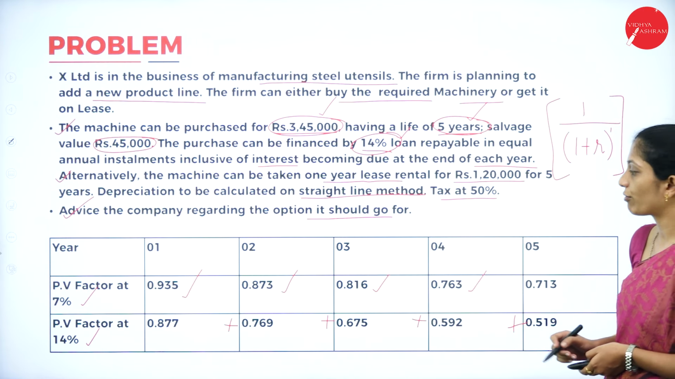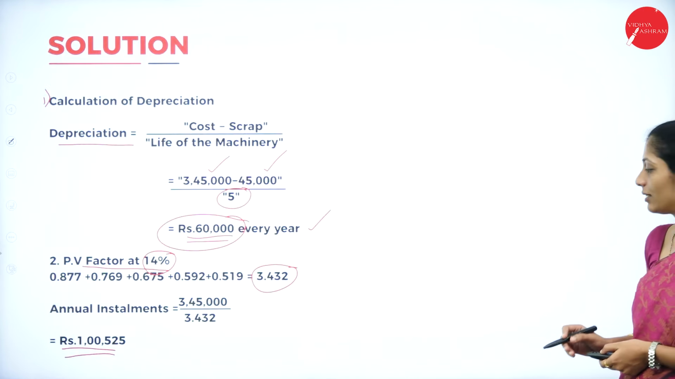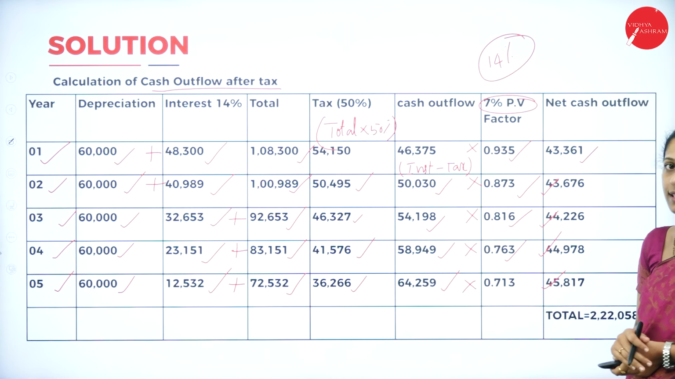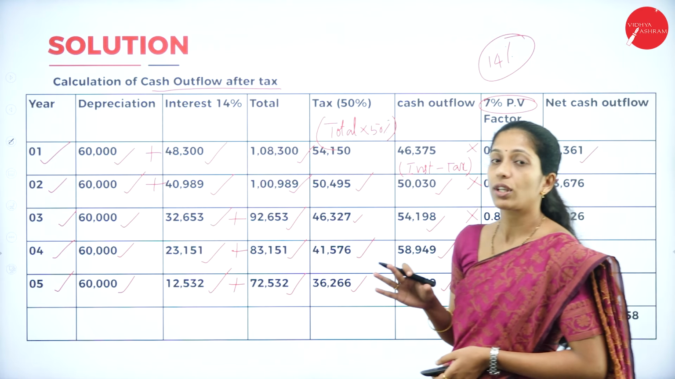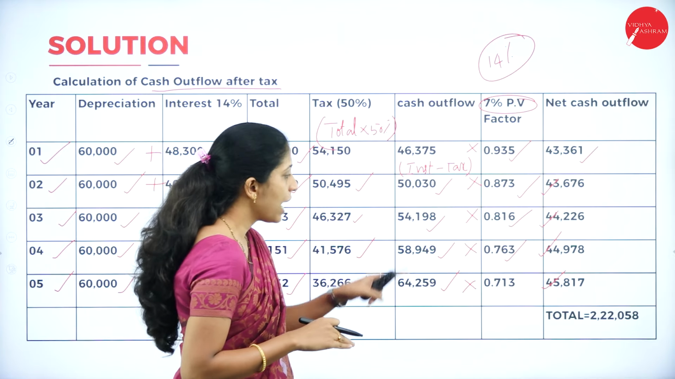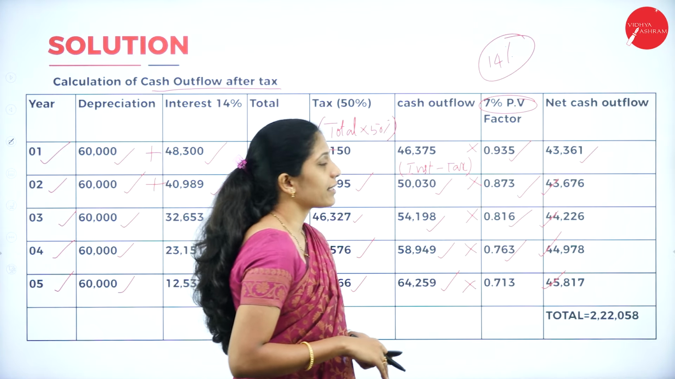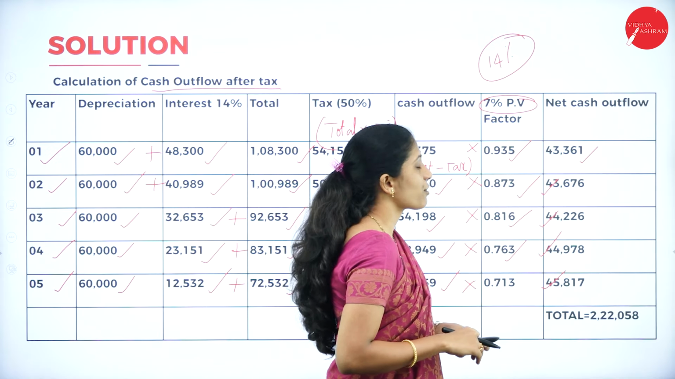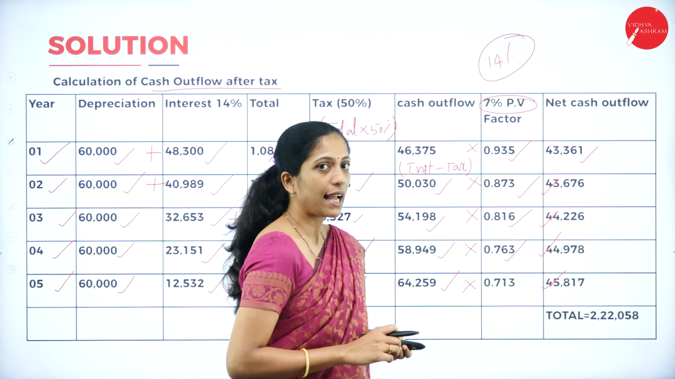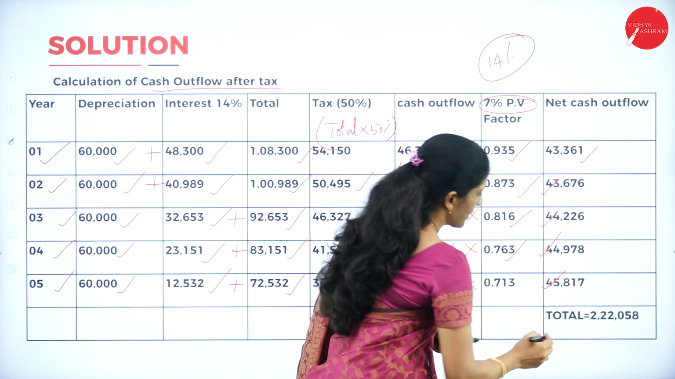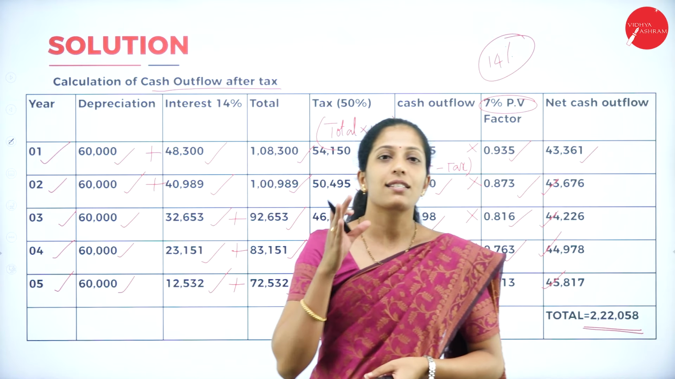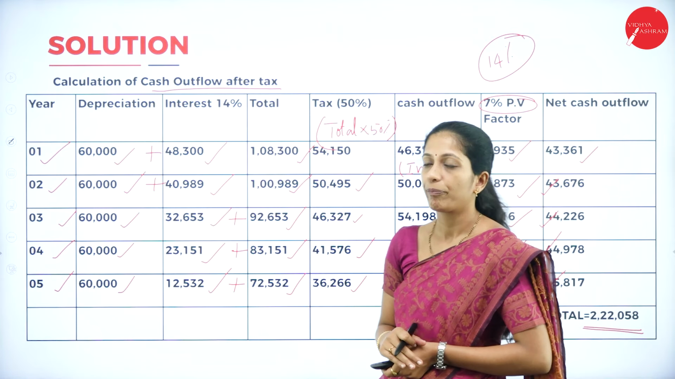What is the PV factor of the fifth year? That is 0.713. So multiply with that, 0.713, we'll get 45,817. So this is how you calculate net cash flow. Now we want the total net cash flow, so add all these: 43,361 and 43,676. Next is 44,226 and 44,978 and 45,817. So the total is 2,22,058. This is the total net cash flow.